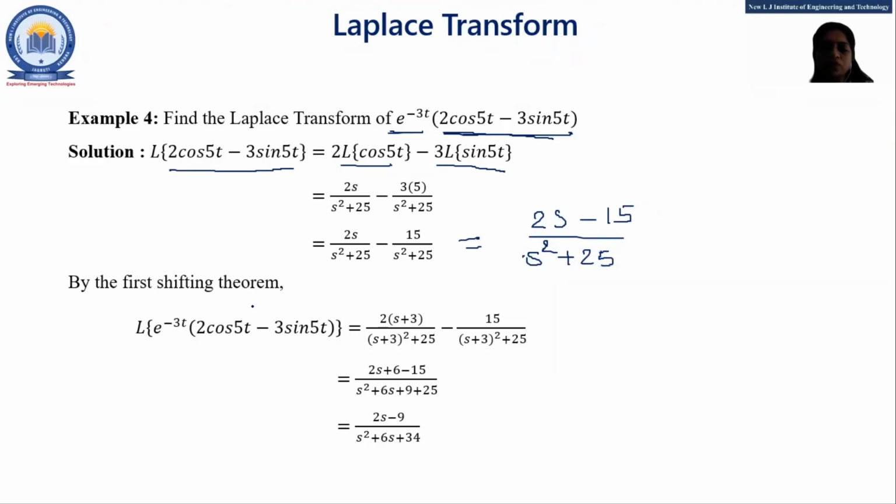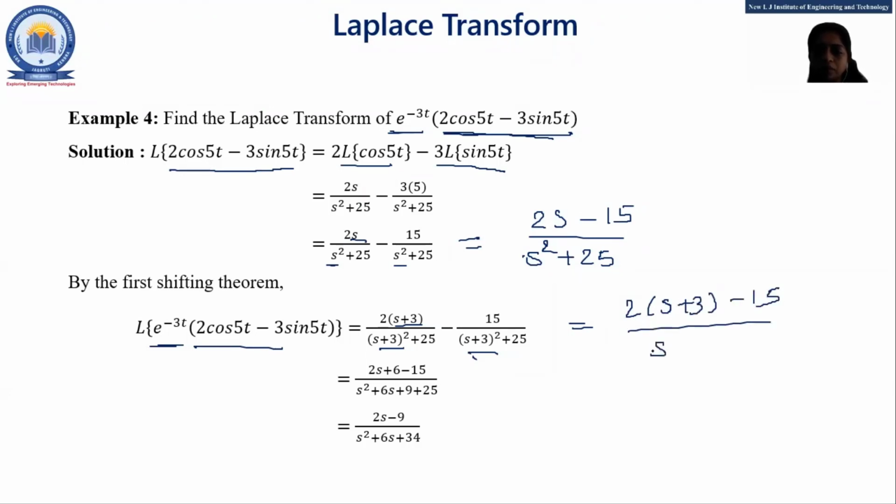Now, by the first shifting theorem, you have to find e raised to minus 3t into this. So you have to just replace your s by s plus 3, right? So here s plus 3 whole square, again s plus 3 whole square. So you may also write 2 into s plus 3 minus 15 upon s plus 3 whole square plus 25. After simplification, the answer will be the same, right? 2s minus 9 upon s square plus 6s plus 34.